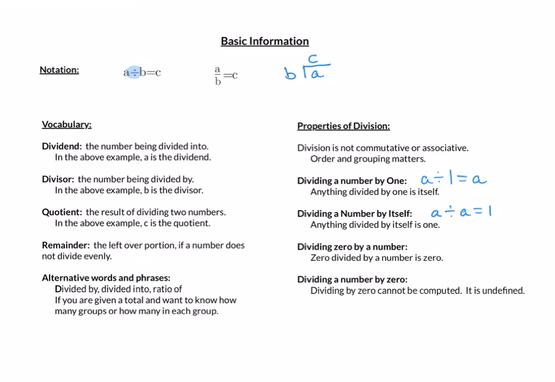Now, the two that you want to be careful about is division and 0. If you divide 0 by a number, the answer is 0. But on the other hand, you are never allowed to divide by 0. We call this undefined. So let me go ahead and explain why.